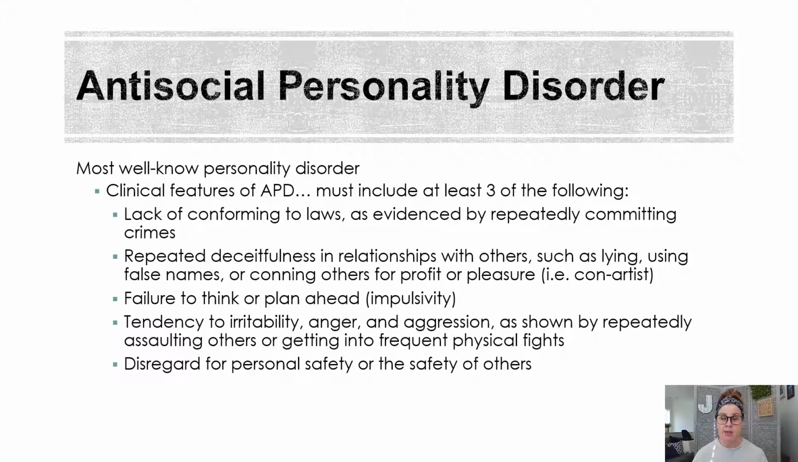They lie to their friends. They lie to the people that are in a loving relationship with them, and they do it for profit or pleasure. They don't think ahead. They are very impulsive. Okay, they lack that cognitive problem solving, some of those features that we take for granted.